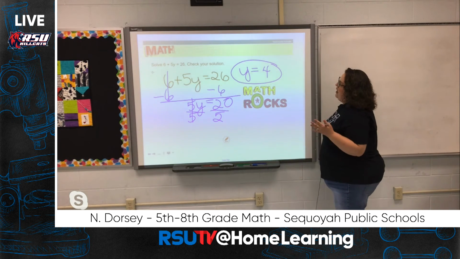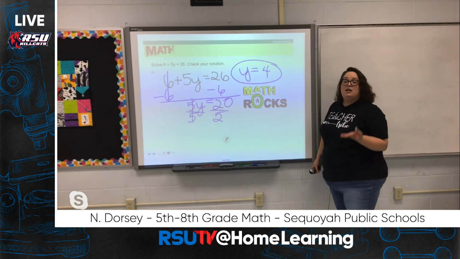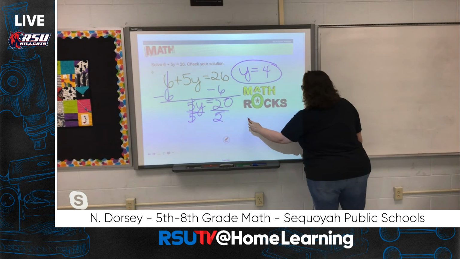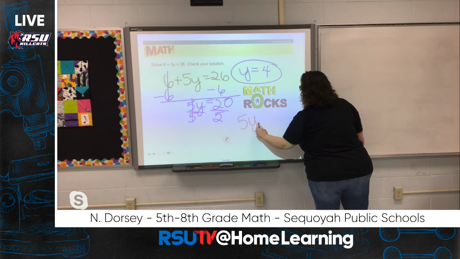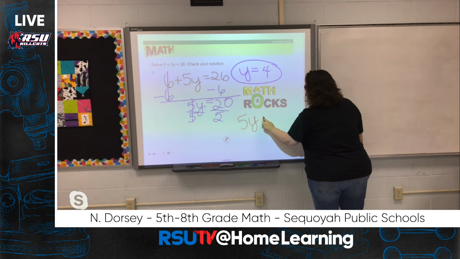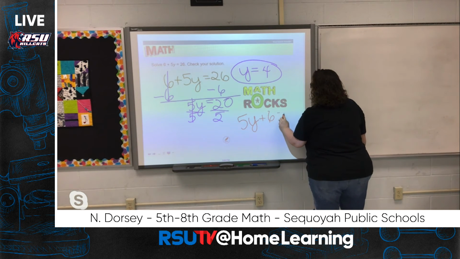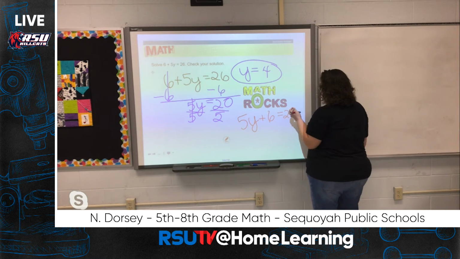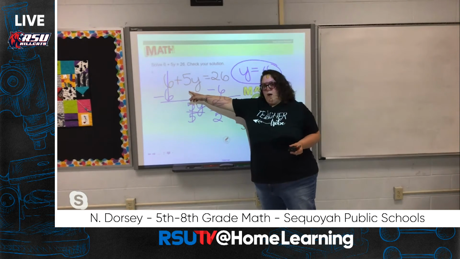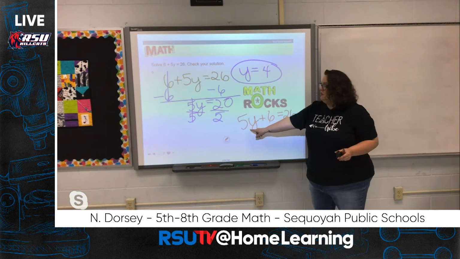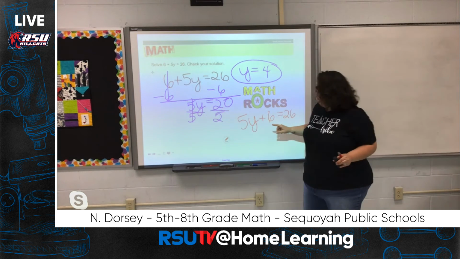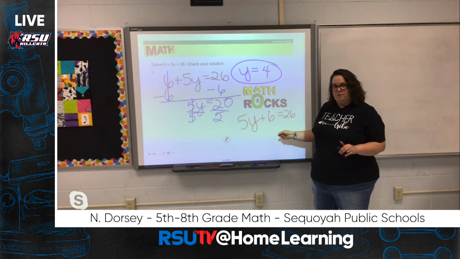If I wanted to have that in what we call standard form, I would move the positive 5y to the front, and then I would make sure that I moved that positive 6 behind it. And then, of course, the equals 26, that doesn't change at all. But notice, it's a positive 5y here, it's a positive 5y here. It's a positive 6 up here, it's a positive 6 down here.